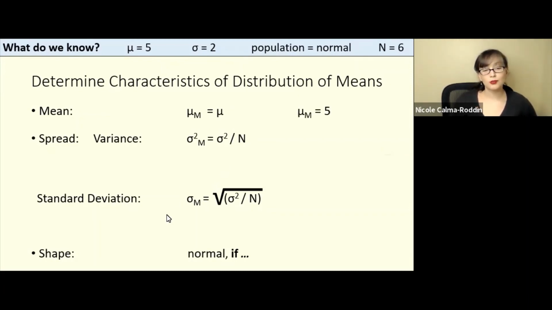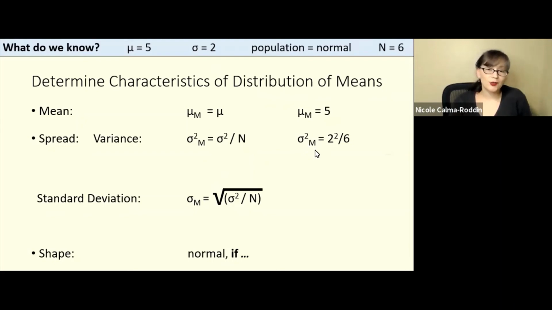The mean of our distribution of means is going to be equal to the population mean. We know that our population mean is 5, so the mean of our distribution of means is also going to be 5. Now for variance, we can plug in our standard deviation. We want to always substitute things that are exactly the same. Sigma squared is our variance, and we have sigma, our standard deviation, so we're just going to plug that in.